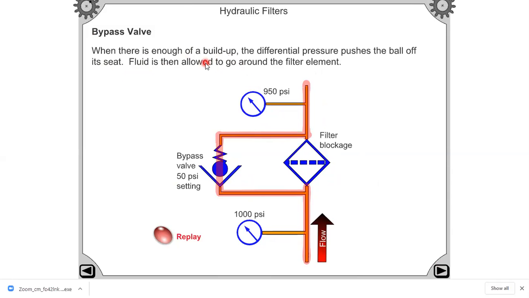So when there is enough build-up pressure, the differential pressure will push the ball from its seat. So fluid is then allowed to go to the filter engine. Whenever there is filter blockage, oil will be bypassed through this check valve, and you may see that here the differential pressure will change.